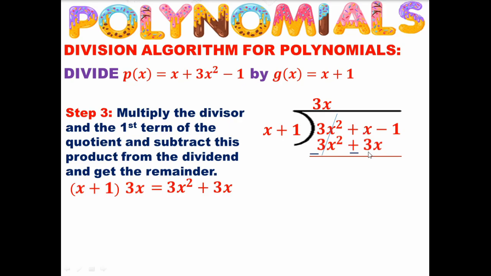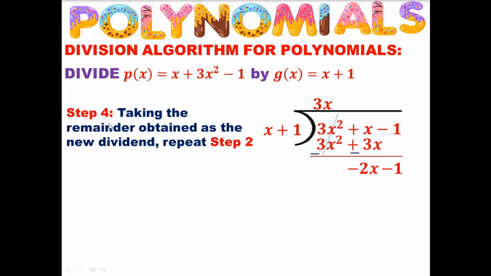The next term is x minus 3x, that gives me minus 2x. And for minus 1, I don't have any constant term, so minus 1 is as it is. So I have taken the first term of quotient and divisor, found the product, and subtracted the product from the dividend and got the remainder as minus 2x minus 1. This is step 3 of the division algorithm.